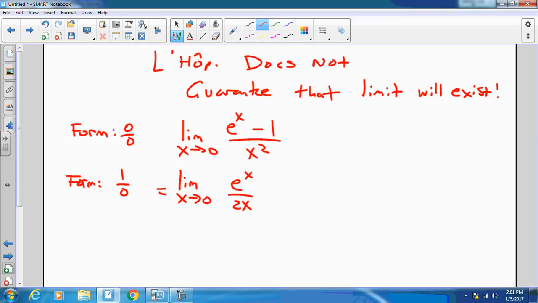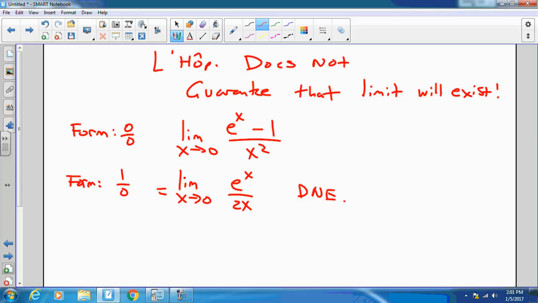Specifically, as x goes from the left, I get negative infinity. As it goes from the right, I get positive infinity. I'm going to say this limit fails to exist, which means that the original limit also fails to exist as well, because if it did exist, it would be equal to this thing.